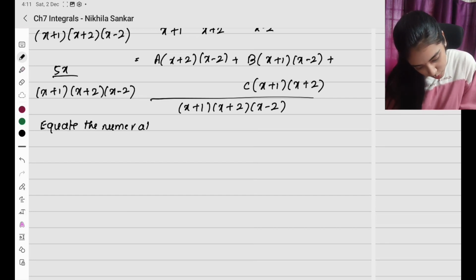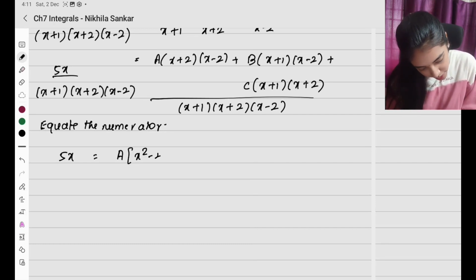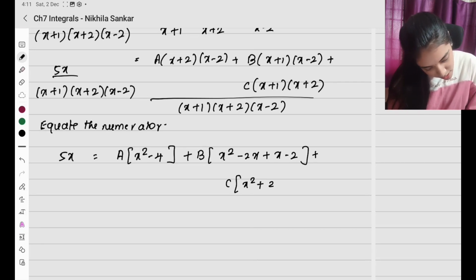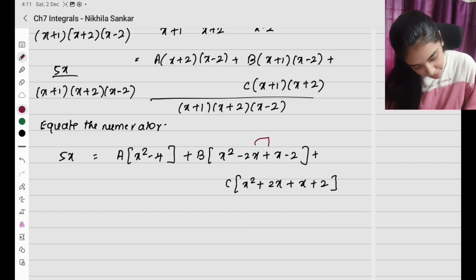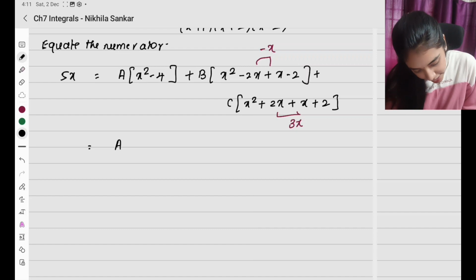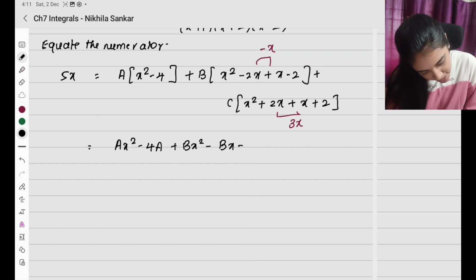So when I do that, what is my next step? 5x equals, I can multiply this inside. So a times x square minus 4. So this is the first term plus b times I have x square minus 2x plus x minus 2 plus c times x square plus 2x plus x plus 2. Okay. So these two, when I club, I have minus x. This when I club, I have 3x. When I open the brackets, a x square minus 4a plus bx square minus bx minus 2b plus cx square plus 3cx plus 2c equals 5x.